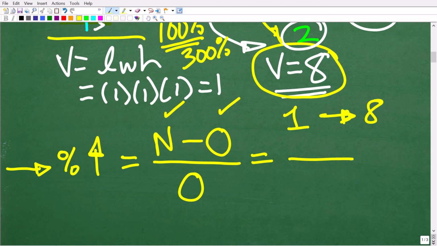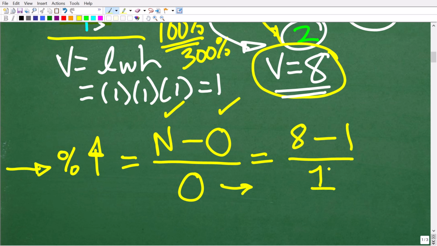original starting amount. So obviously that is going to be 7, but let's go ahead and write out the numbers here. So it's going to be 8 minus 1, and we're going to compare it to the original starting amount, which of course is 1. All right, so 8 minus 1 over 1 is going to be the percent of increase, but we're not quite done because 8 minus 1 is what? Well, that's 7, or 7 over 1, which of course is 7.